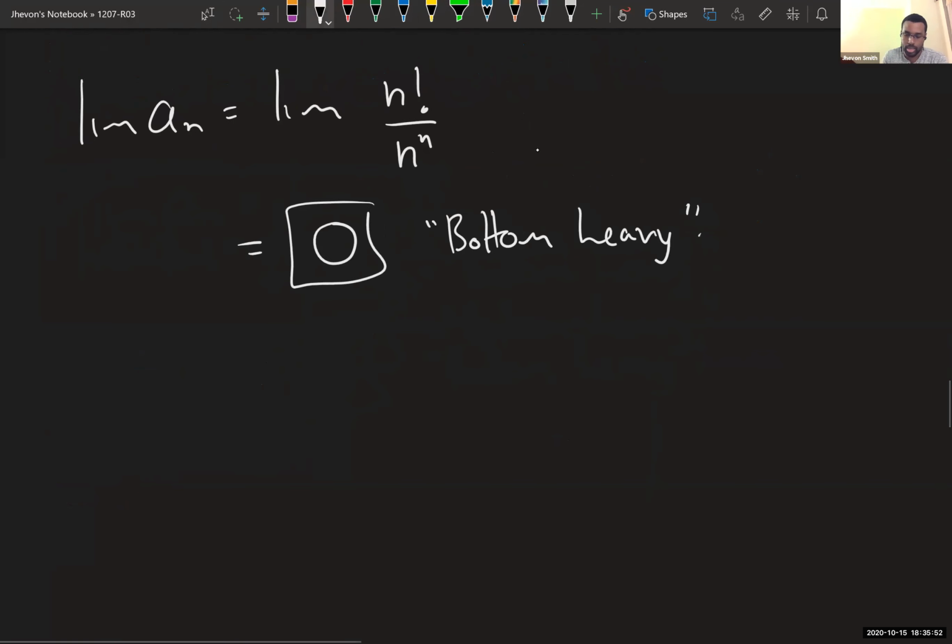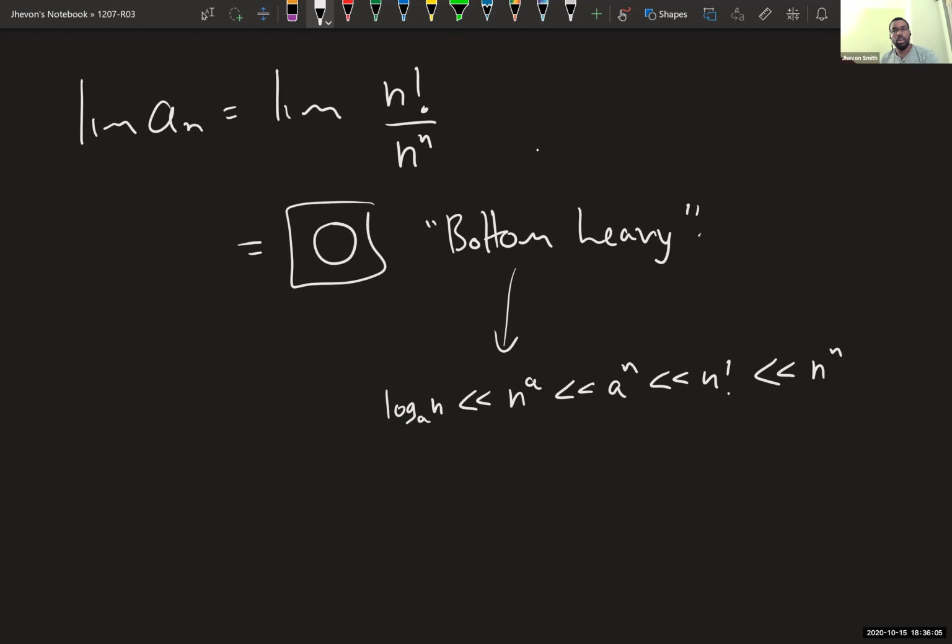We know that because we know log to the base a of n is less than or equal to n to the a, less than or equal to a to the n, less than or equal to n factorial, less than n to the n. Okay, so we know that order. So whenever these guys are competing against each other and we're going off to infinity, n to the n will win the battle against n factorial.